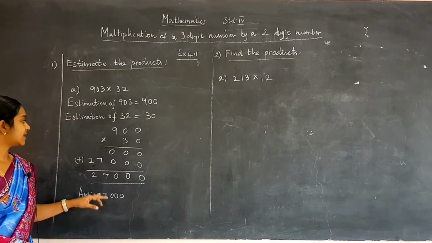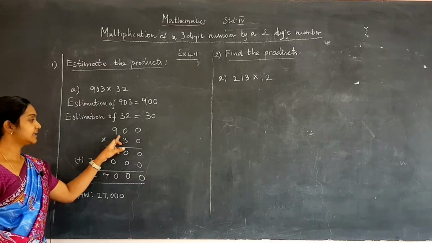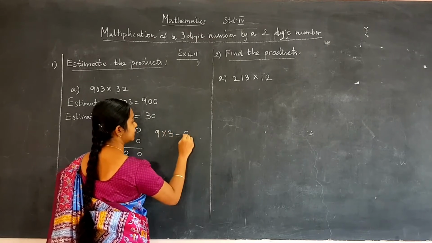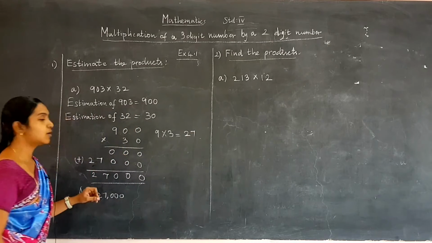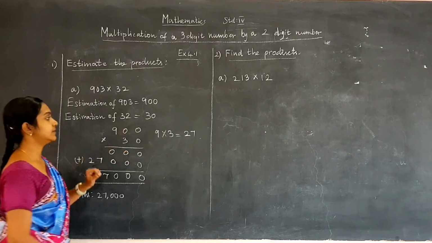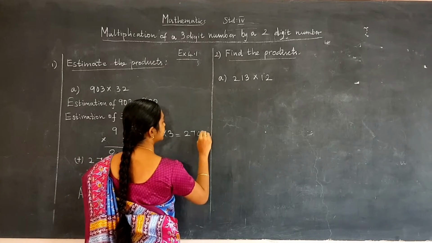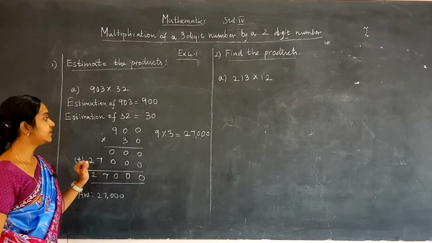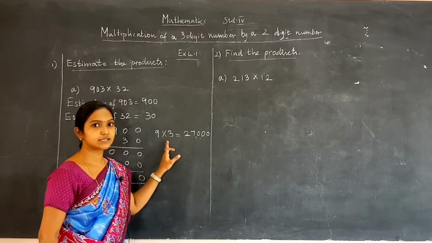We can also multiply this as 9 into 3 will be 27. Now count how many zeros are here. We have 1, 2 and 3. So write 3 zeros after 27. We can use this for fast calculation.